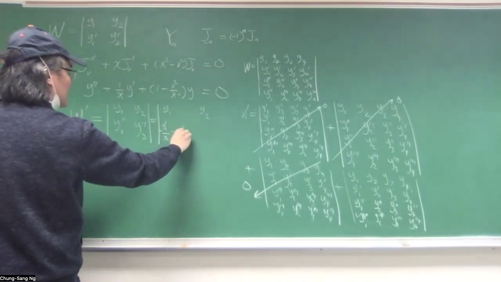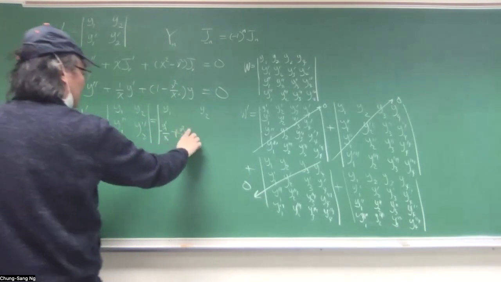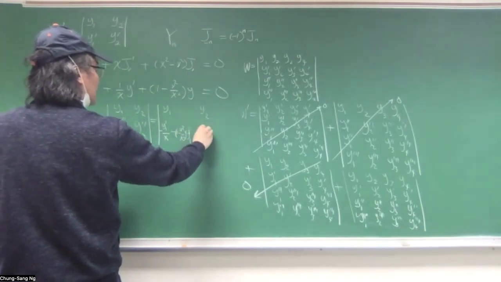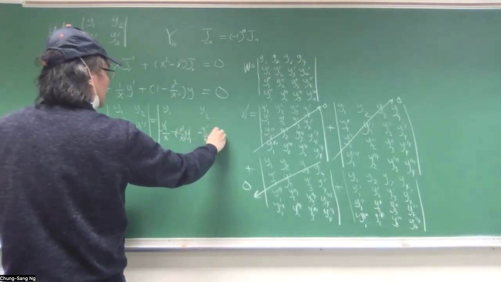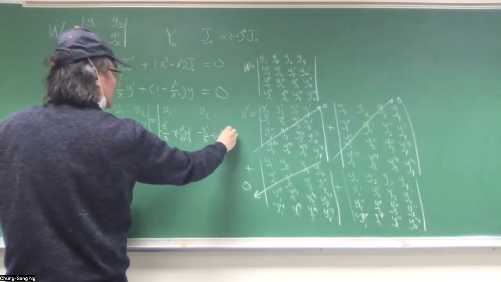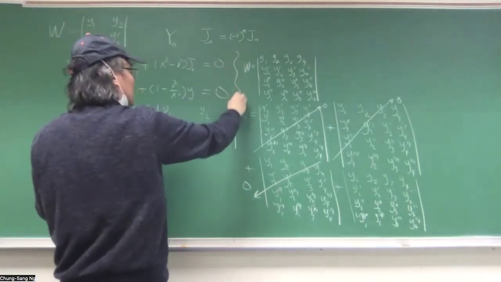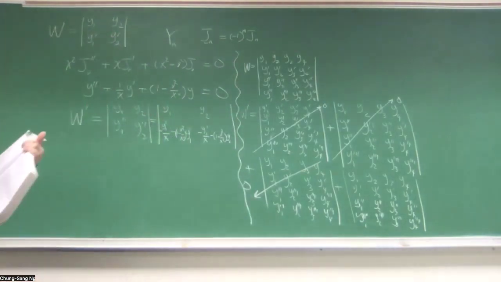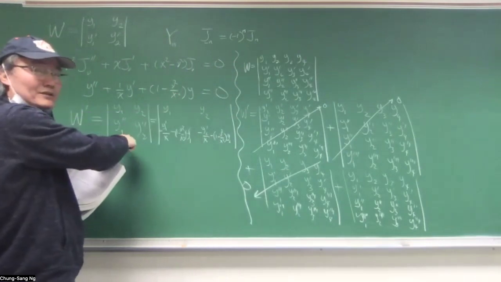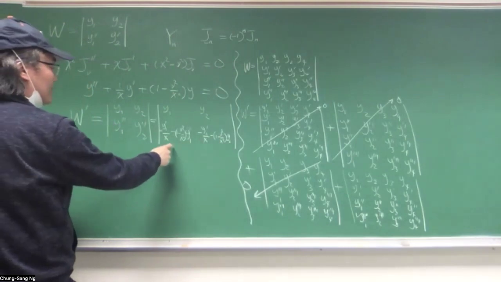minus mu squared over x squared. This turns out to be not important. Then y1, but not prime. And the same for the second term: minus y2 prime over x minus mu squared over x squared y2. Okay, you can accept that. So just plug the equation back in here. Now, more simplification.